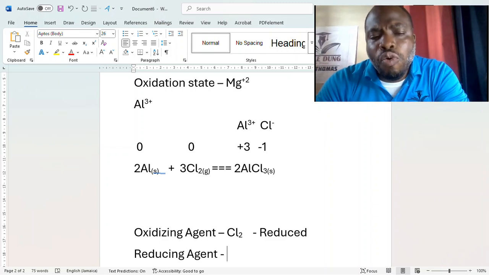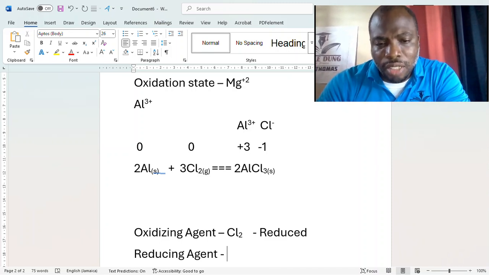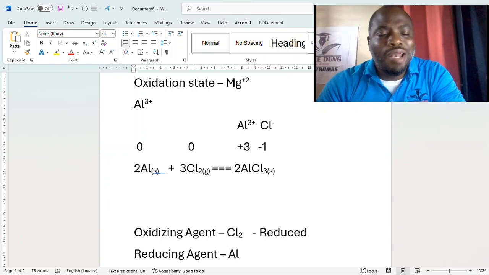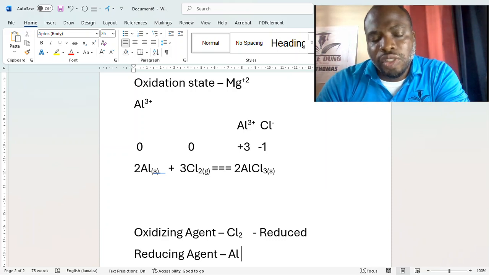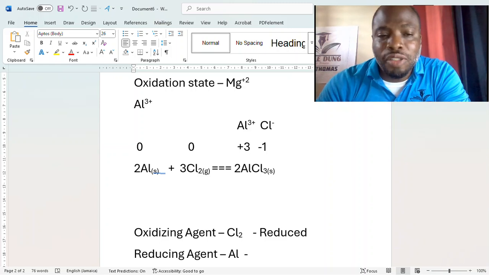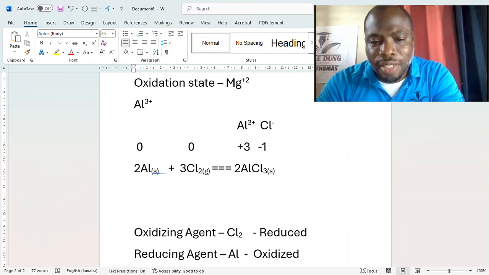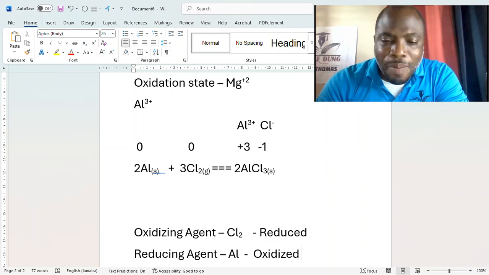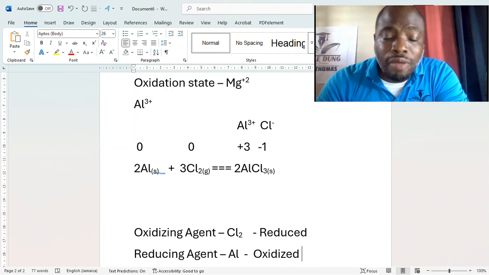Likewise, who caused the element or the compound to gain electron? Who is doing that? Mr. Aluminum. If aluminum wasn't there, chlorine would not have any electrons to gain. So aluminum is the one that is causing chlorine to gain electrons. And so we look at what was happening to aluminum. Aluminum was being oxidized. And so the element or the compound that is being oxidized is actually the reducing agent.